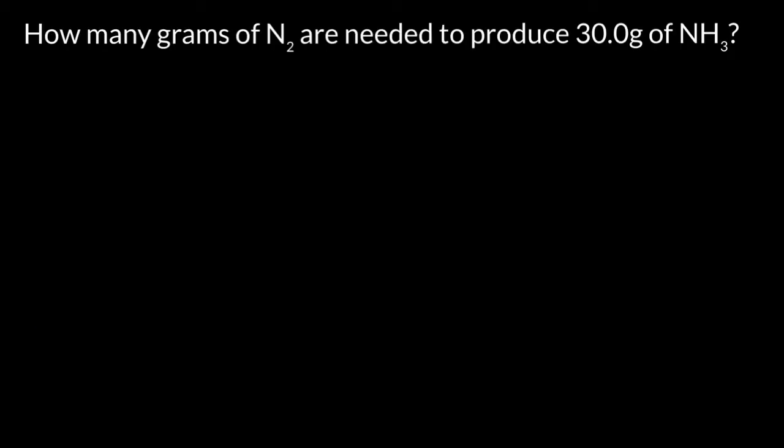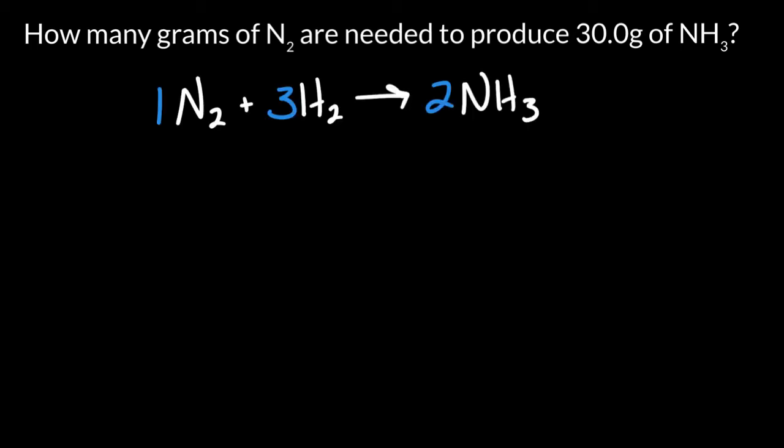For this first example, I'm going to work with the same chemical reaction that we worked with in the first video, and I'm asked how many grams of N2 are needed to produce 30 grams of NH3. So we need our balanced chemical equation. So 1 N2 plus 3 H2 gives us 2 NH3. And notice that in my problem, I'm asked how many grams of N2 for my final answer, and my initial quantity of NH3 is also given to me in grams.